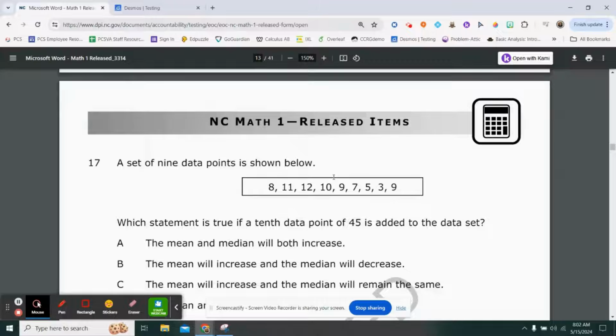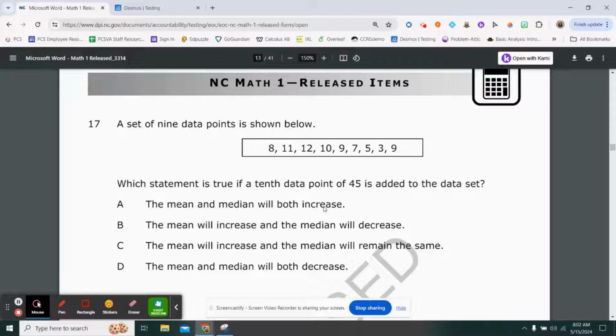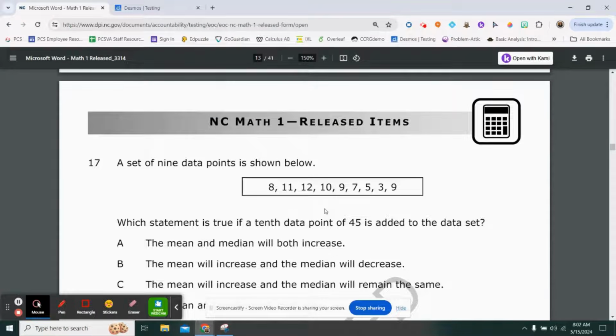Hey everybody, this video is to teach you how to pass the North Carolina Math 1 EOC using Desmos calculator. I'm going to focus on the calculator active section and I'm going to see if I can teach you all of the Desmos hacks for passing the Math 1 EOC in just about 10 minutes.